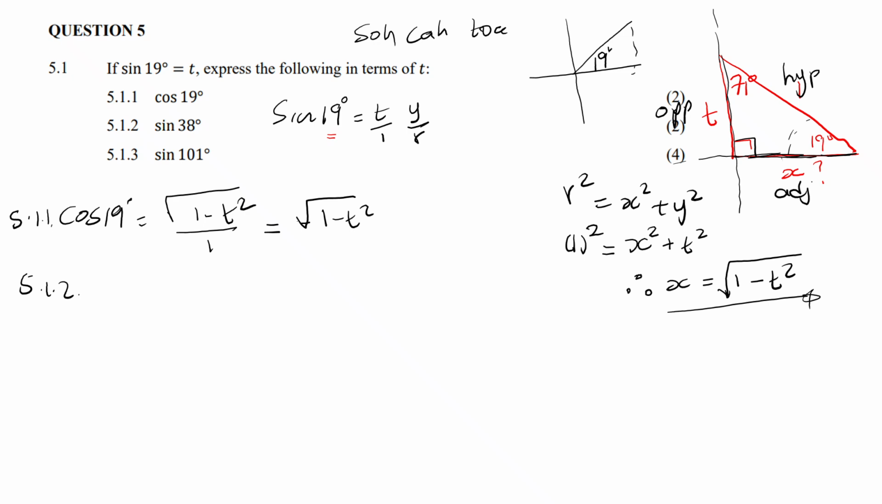How can we make 38 to be 19 degrees or 71 degrees? The best way to do this is to say this will be the sine of, then we know that 2 times 19 gives us 38. So I'm going to write this as 2 into 19 degrees. So I'm going to break the 38 into 2 times 19.